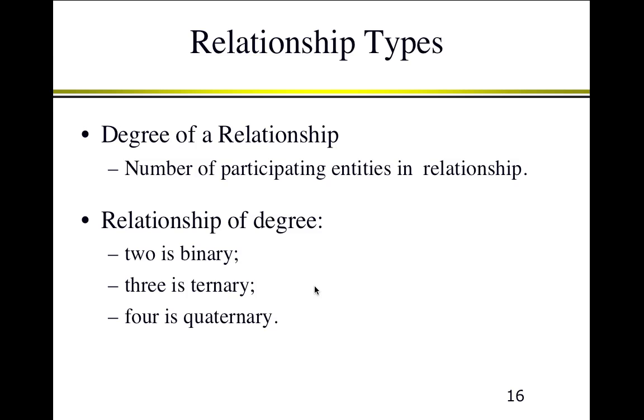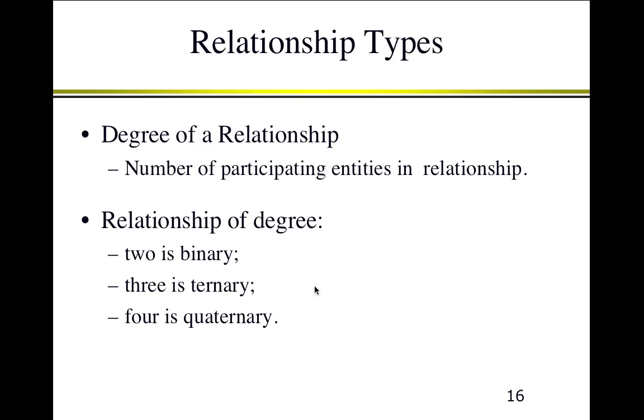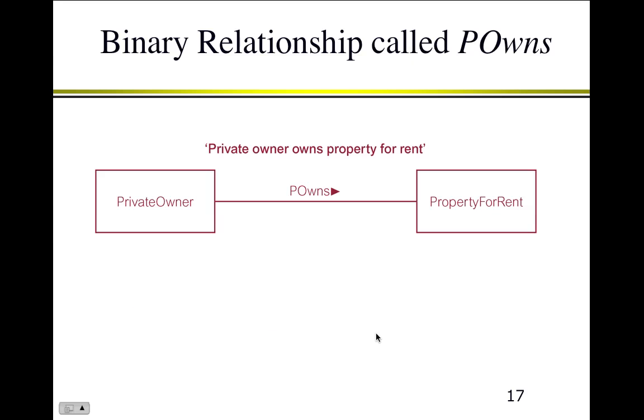So we also looked at degrees of relationships. So we have the number of participating entities. Here we have 2. Degrees of relationship are different than cardinality. A degree of relationship is how many entities are talking to other entities. We simply count up the number of entities and we get the degree. So we have the number of participating entities in the relationship. Here we have some common ones: 2, 3, 4. What do they look like? We've seen the 2. In this particular example, the binary, we're looking at private owner owns property for rent, 2 participating entities.